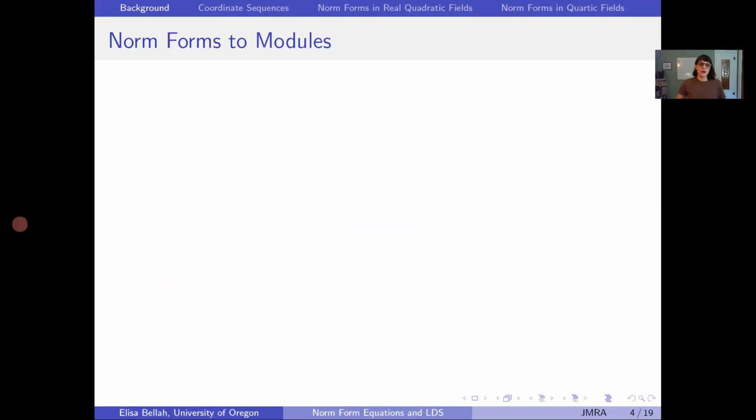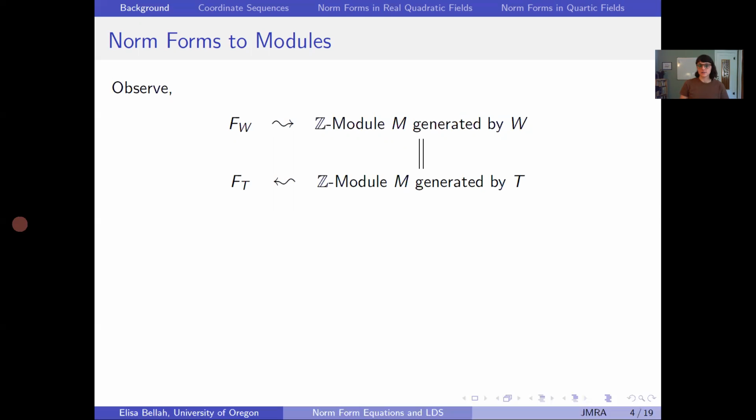Okay, so I want to talk very briefly about this classic characterization of solutions to norm form equations. The way that you do this is you take your norm form f sub W and you associate to it a Z-module generated by the set W. Let me call that module M. And then my characterization will happen over here in the world of modules. But if I want to work with a module abstractly, I can't have the basis fixed. So what happens if I change my basis?